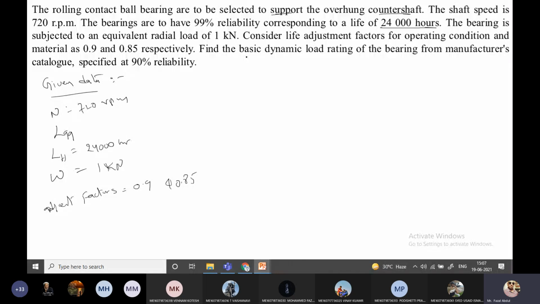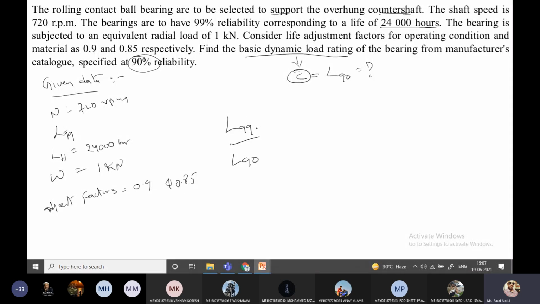Find the basic dynamic load rating. Just now we calculated the C value. The same question is again asking for the bearing from the manufacturer catalog. I specified the 90% reliability. For the 90% reliability, how much is the C value? That is the question. So for this, what is the procedure? The same procedure we have to follow here. That is the first equation for L99 by L90.